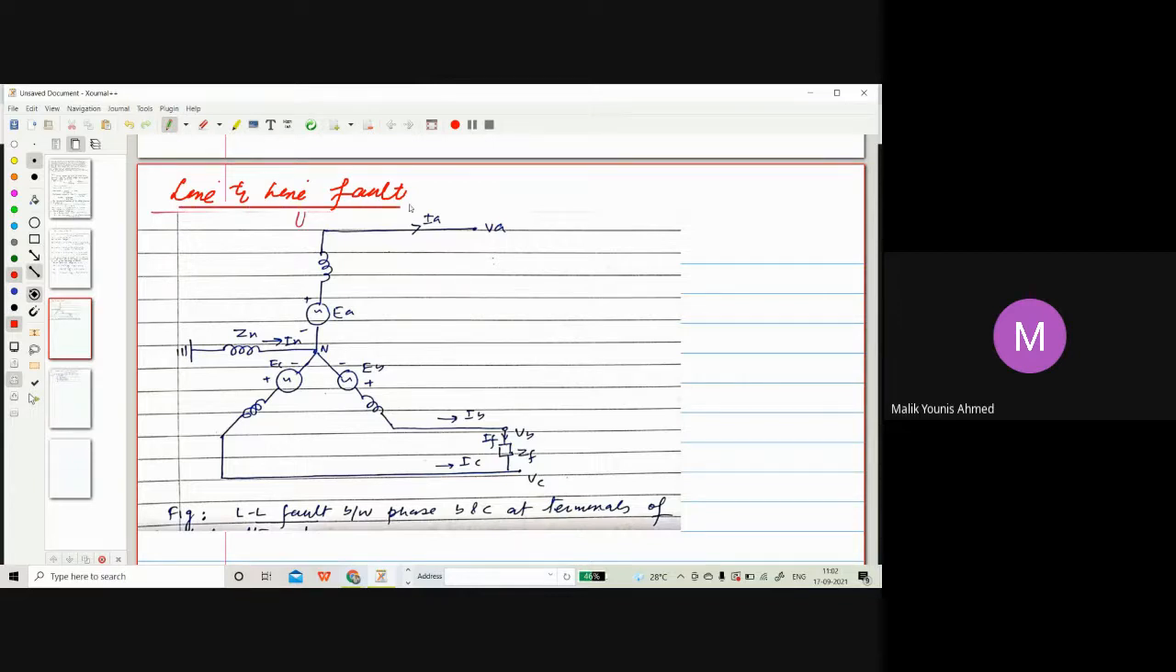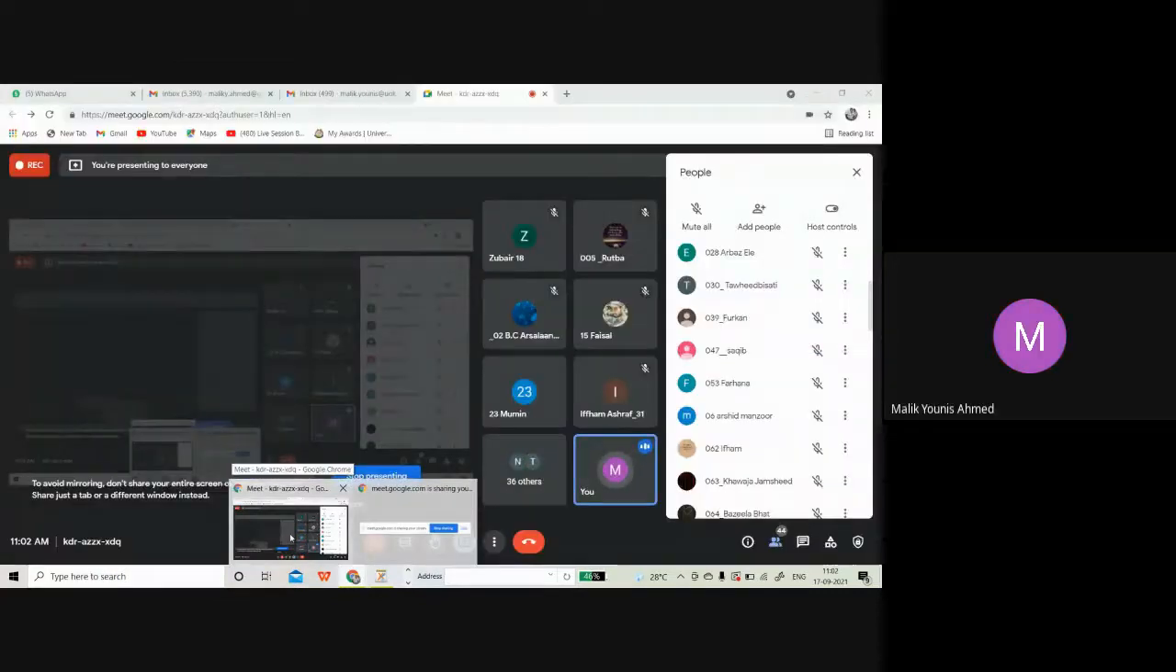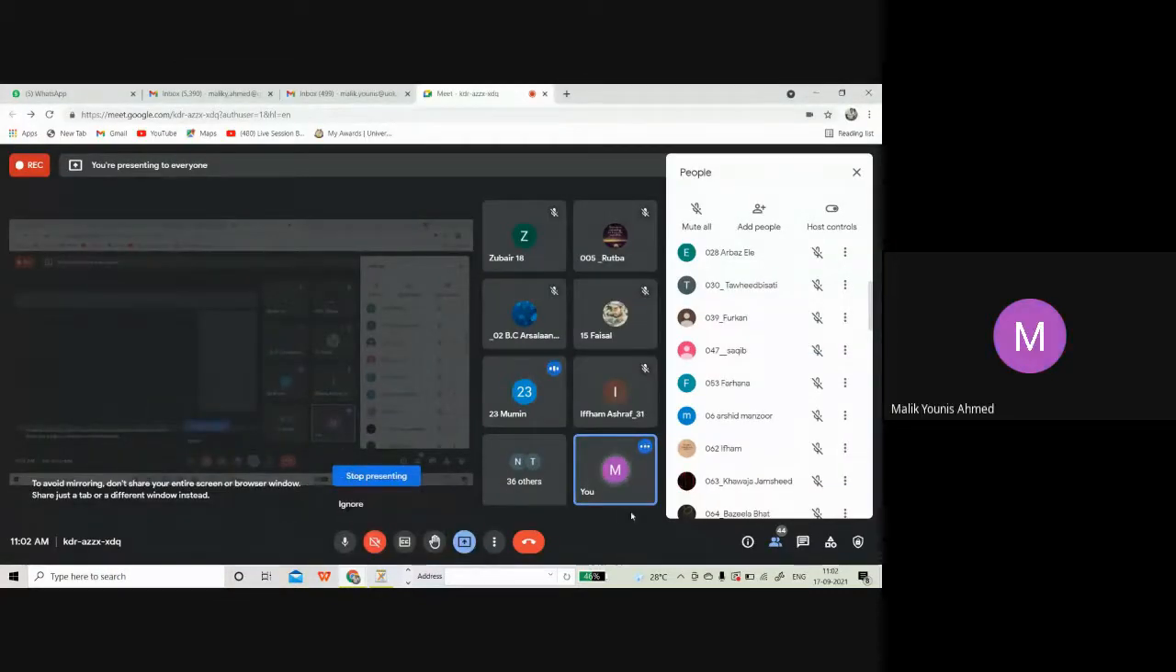Okay, Moomin is there? Yes, sir. Take the log now. Okay, sir. Fast, hurry up. Take the log and send it to me.